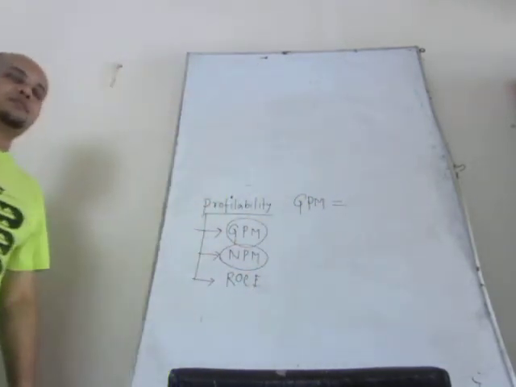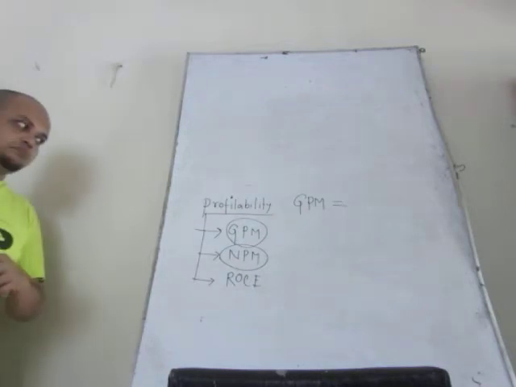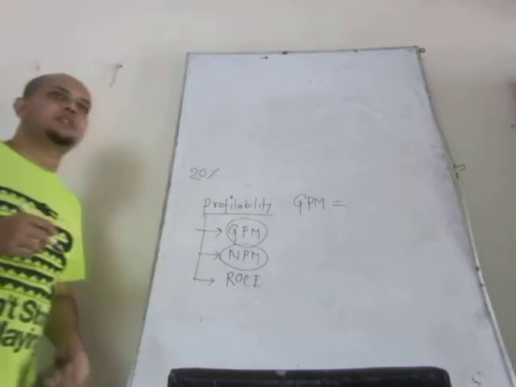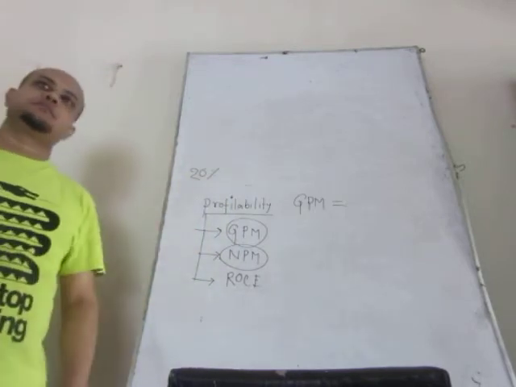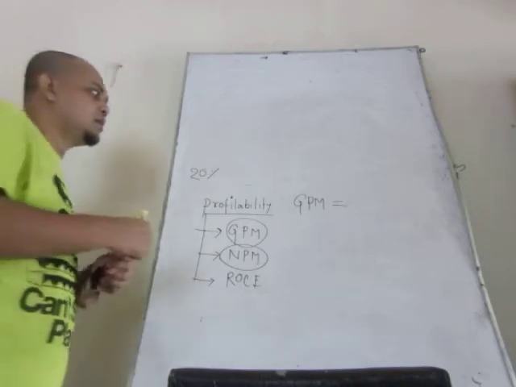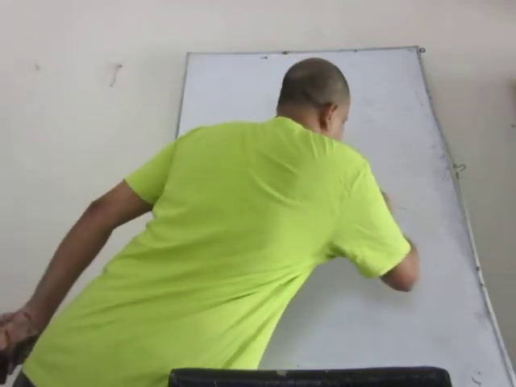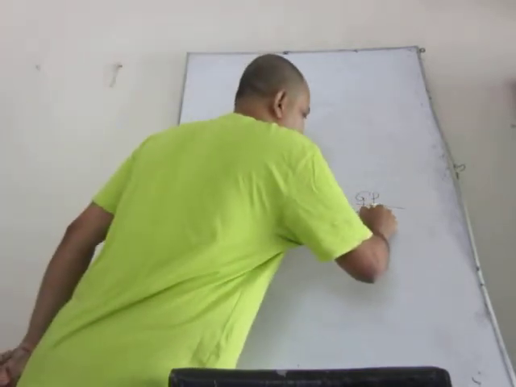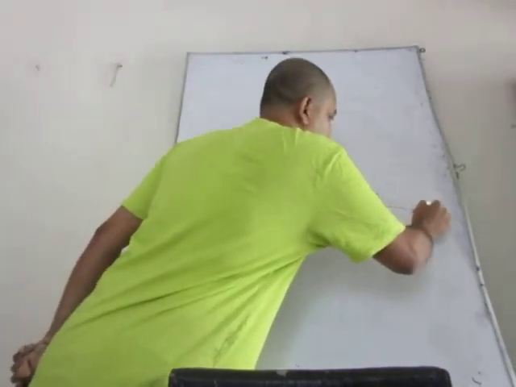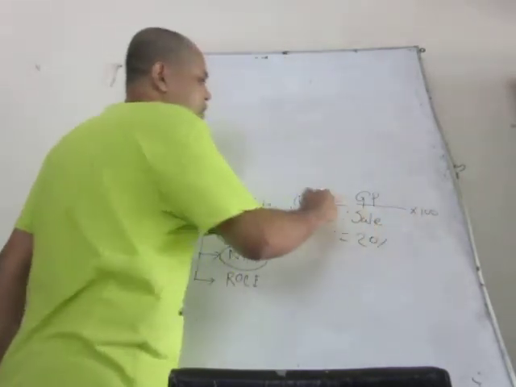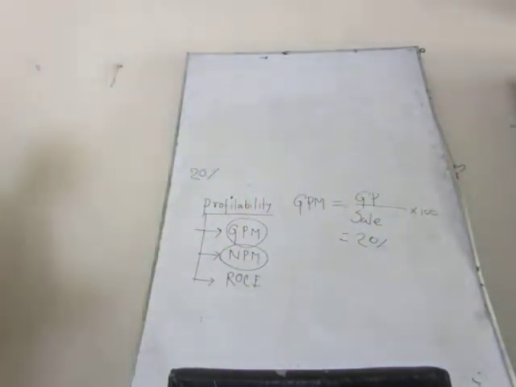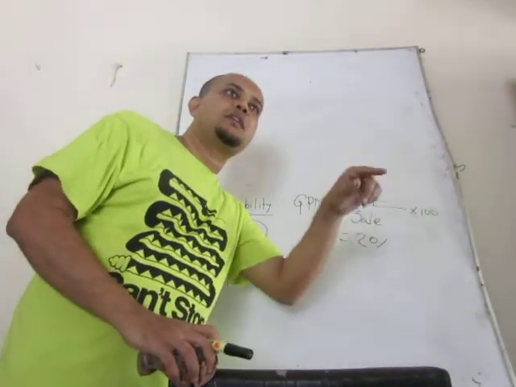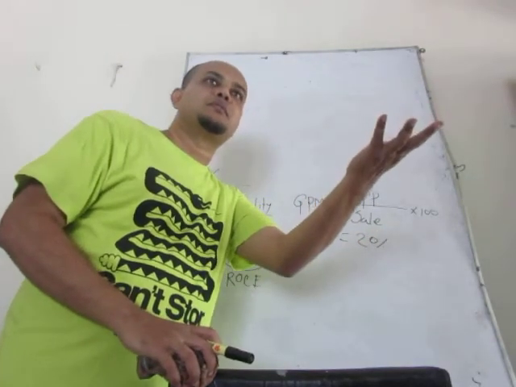What do you mean by this? Margin. Suppose, for example, your gross profit margin is 20%. It has a specific meaning. Gross profit margin means gross profit to sale into 100. So if it is 20%, what does it mean? That is, in every $100 of sale, you are generating $20 gross profit.